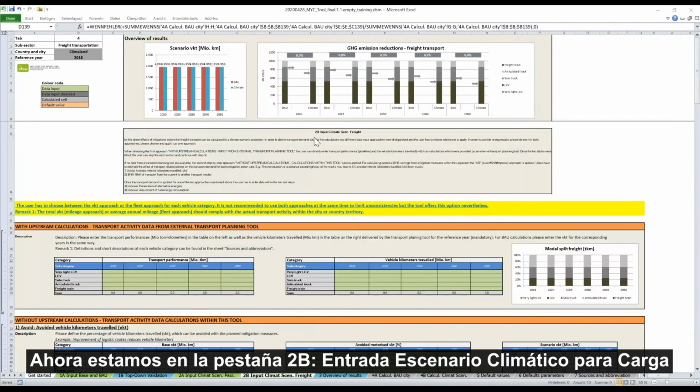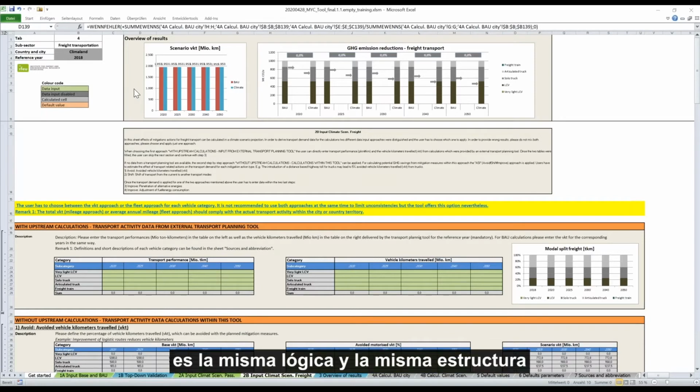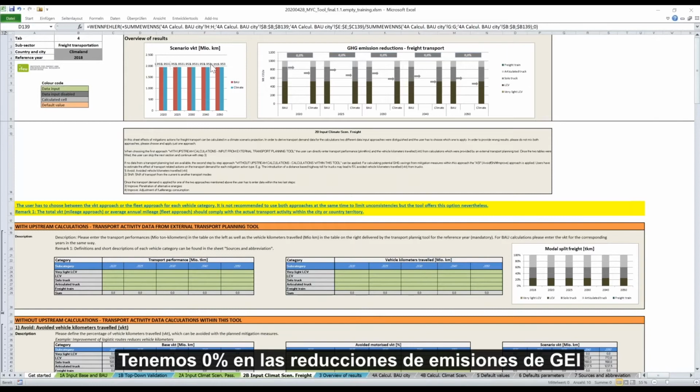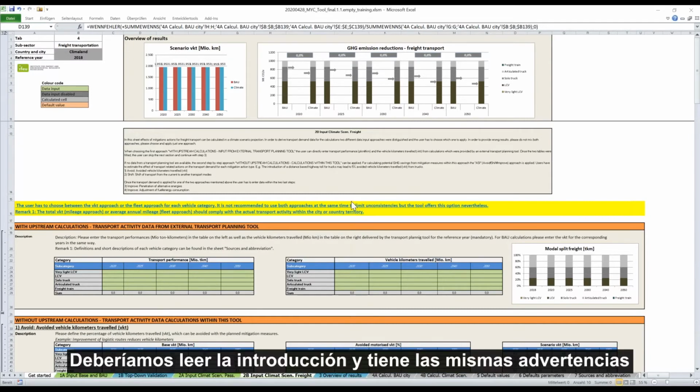So now we are in the tab 2B, input climate scenario for freight. This is exactly the same. It's the same logic, the same structure. We have on top the results in terms of VKT. As we haven't done anything for the freight sector, we have the same VKT for BAU and climate. We have the GHG emission reductions, of course, 0%. You should read the introduction. This is the same warning.